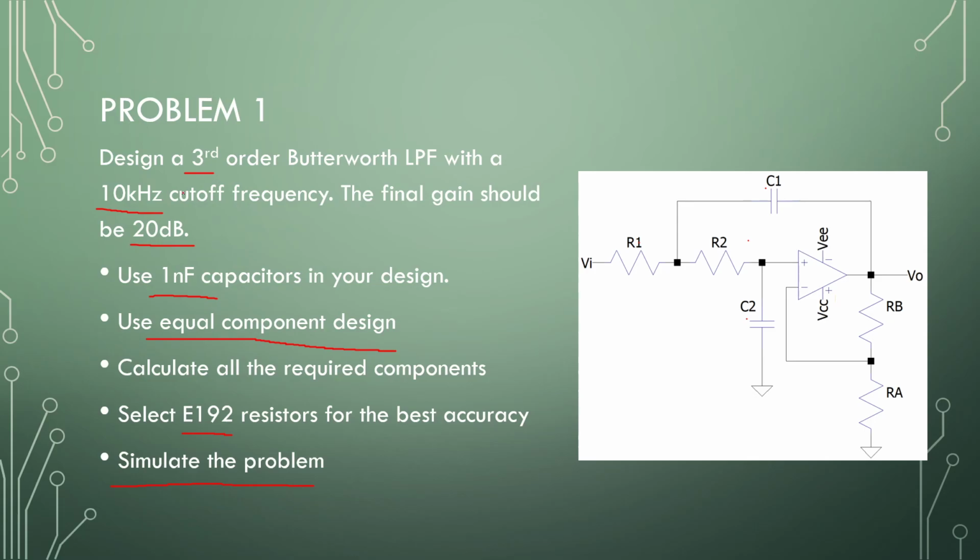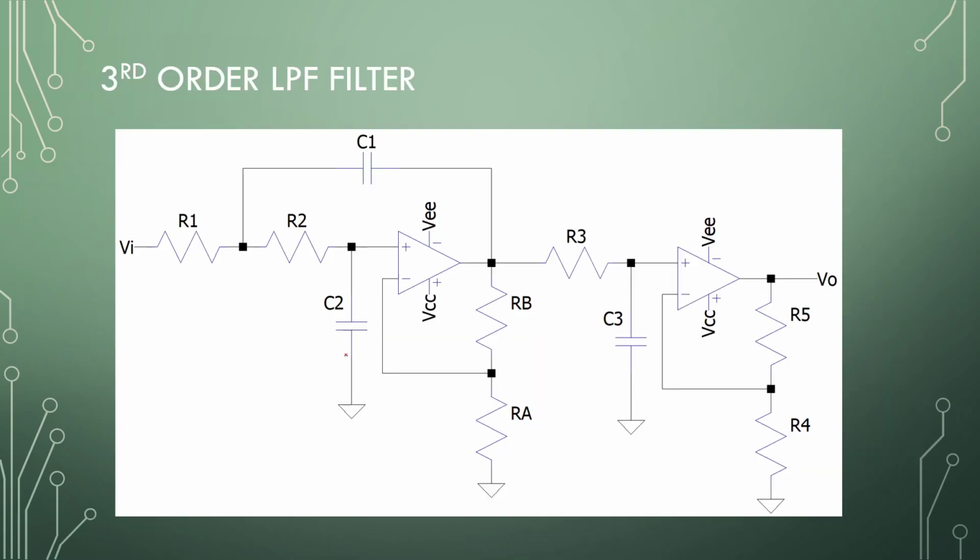Third order, 10 kHz, 20 decibels. Third order means one KRC section and one first order filter like this. Okay, so 2 plus 1 is 3. So we will design this in stages. We will design the KRC and then the first order filter together with the gain correction.